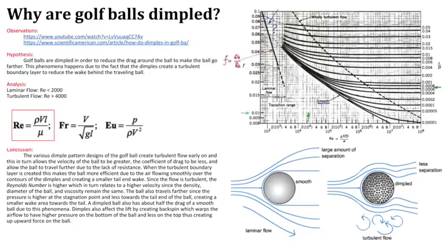Dimples also affect the lift by creating backspin, which warps the airflow to have higher pressure on the bottom of the ball and less on the top, thus creating an upward force on the ball, which will allow the ball to travel even further.